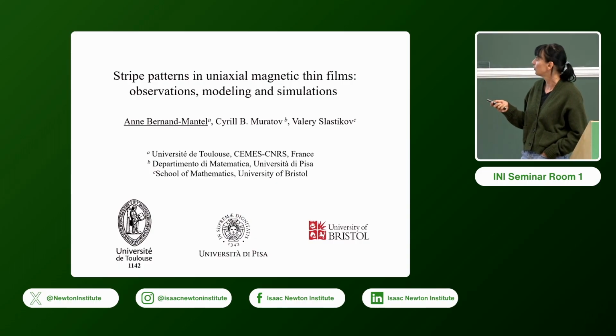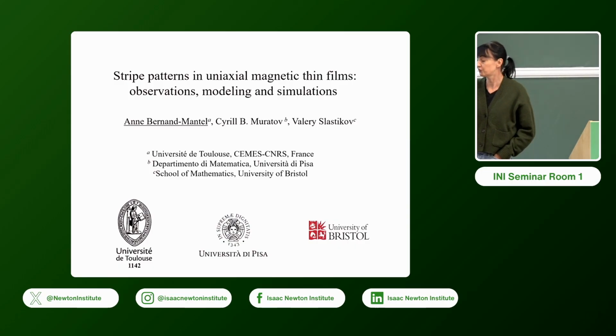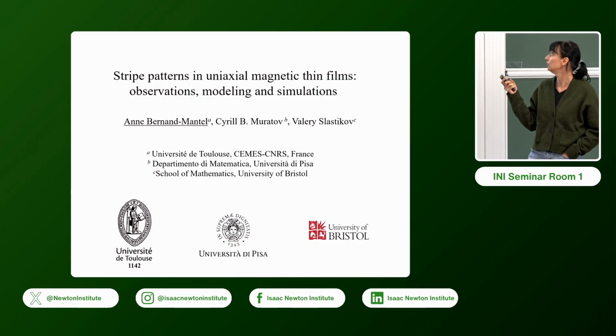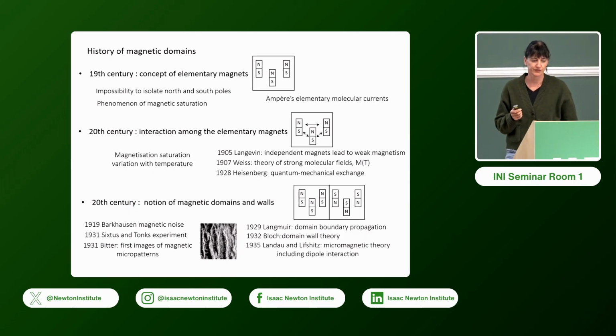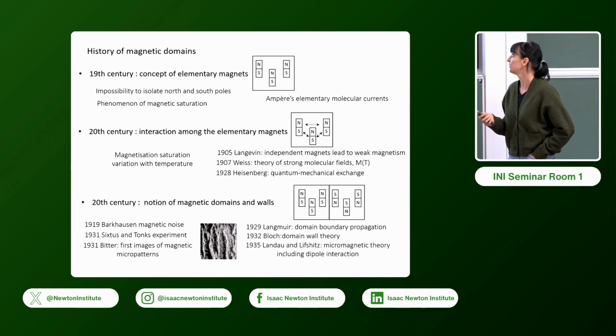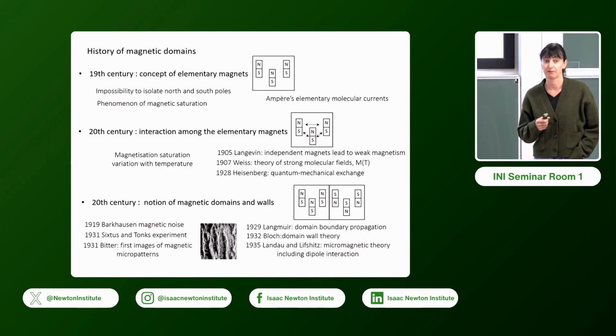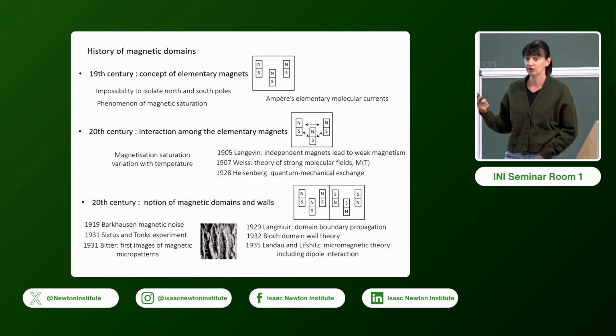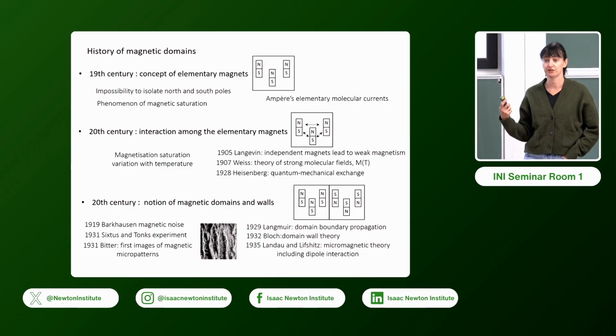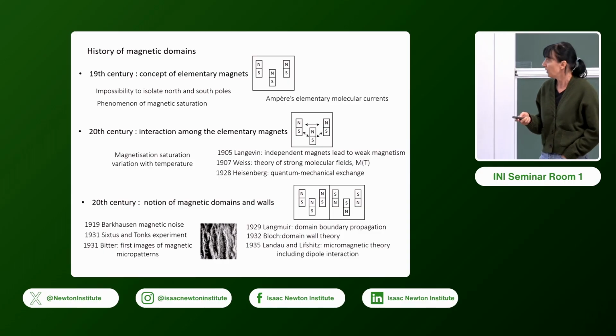I am going to focus only on straight stripe patterns in uniaxial magnetics in films. But first I'm going to summarize a bit of the history of magnetic domains and domain walls, because I'm going to show a lot of old images of stripe patterns.